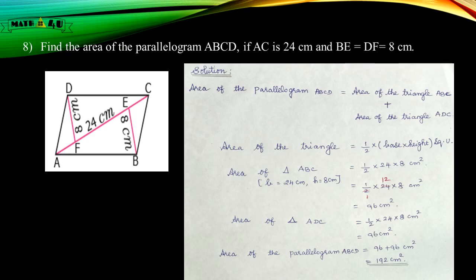So, here area of triangle ABC will be equal to half into 24 into 8 centimeter square, that is equal to 96 centimeter square. Next, we have to find the area of triangle ADC. Therefore, area of triangle ADC will be equal to again half into 24 into 8 centimeter square, that is equal to 96 centimeter square. Therefore, area of the parallelogram ABCD will be equal to 96 plus 96 centimeter square, that is equal to 192 centimeter square.